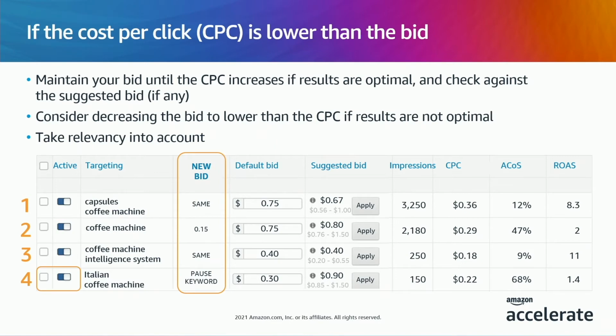As a note, there is a correlation between impressions and budget. If your campaign is running out of budget consistently, then you may not be receiving many impressions. If this is the case, you should adjust your budget and see how your campaign performs before making adjustments to your bids. Now, let's move on to dynamic bidding for sponsored products.